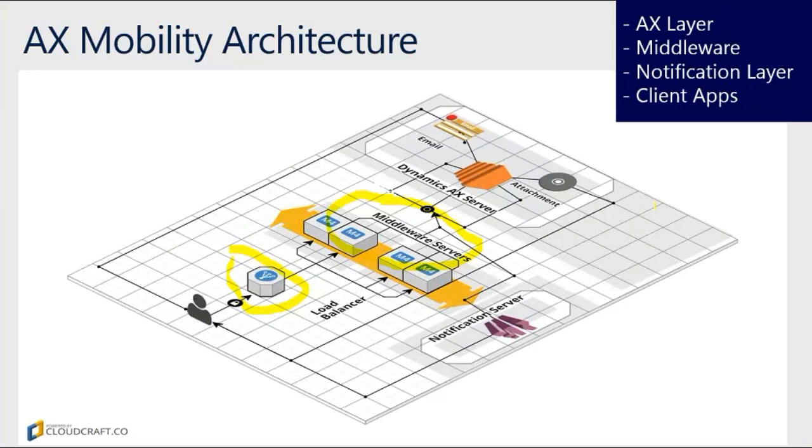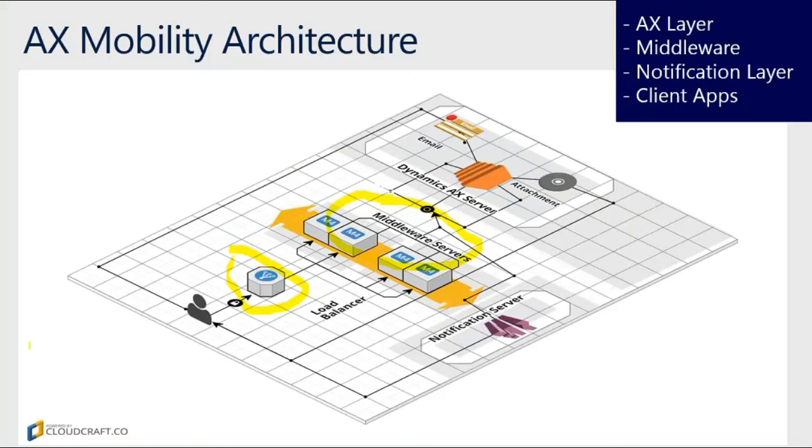Sometimes we need an extra additional layer of security on the middleware. So we have a third-party security solution, and the middleware validates the request itself with that third-party server, and then on that validation it goes into Dynamics AX and processes those requests.